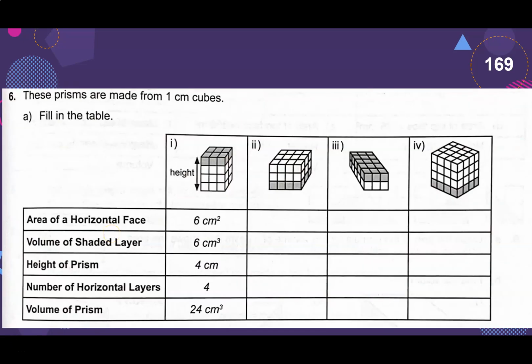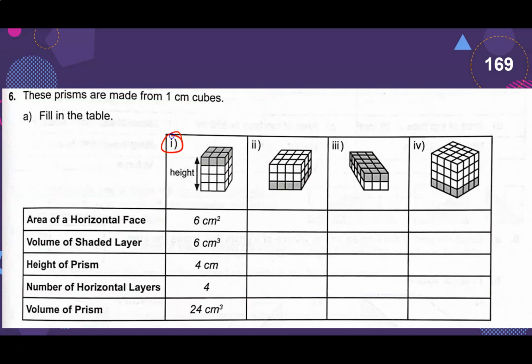All right, question 6 says, these prisms are made from 1 centimeter cubes. Fill in the table. I'll let you look at part 1 by yourself, and we will do part 2 together. So the first row in this chart says area of a horizontal face. The horizontal face here is shaded in on the bottom, and we can see that it is 4 cubes wide and 3 cubes long.